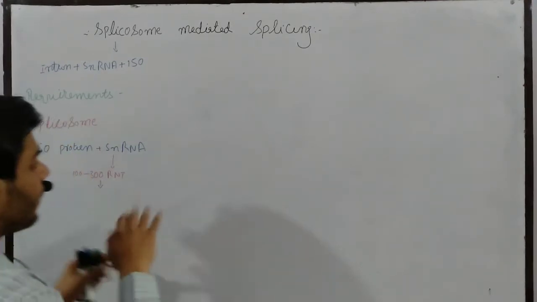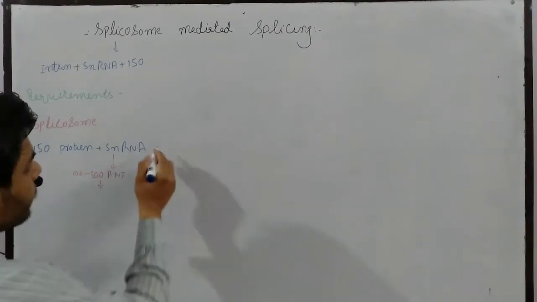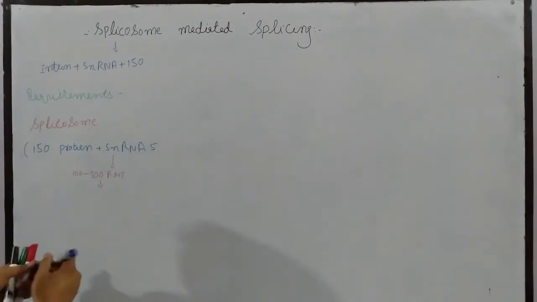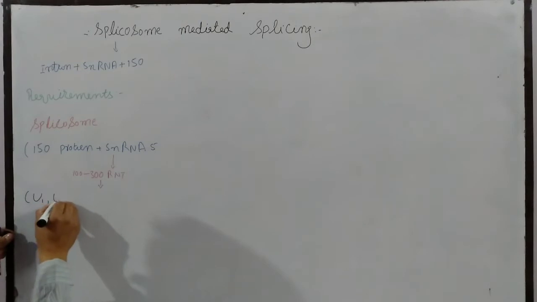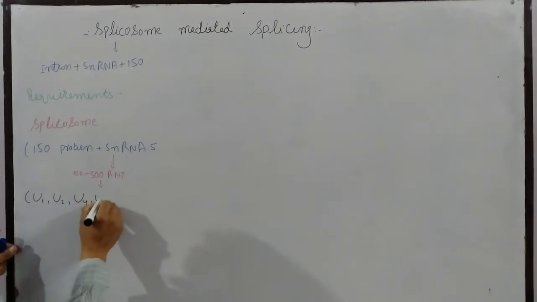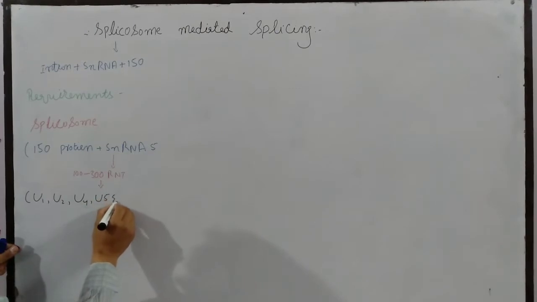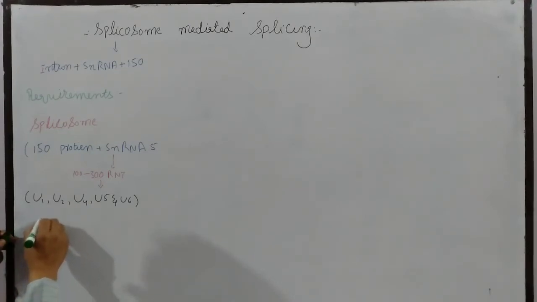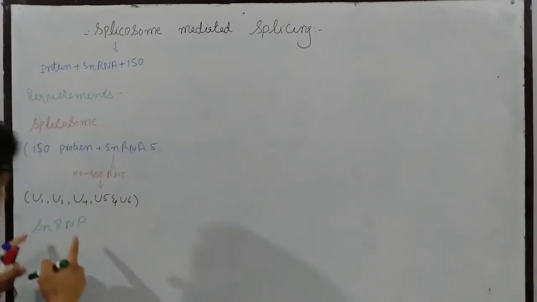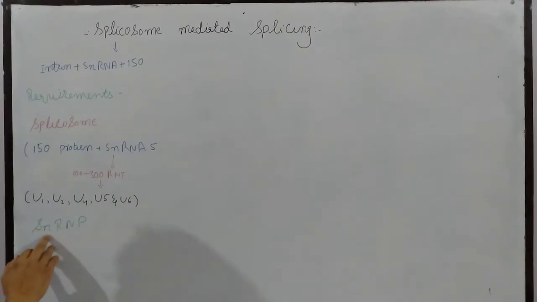And there are 5 snRNAs, okay? 5 snRNAs. So let me write 5. And they can be denoted as U1, U2, U4, U5, and U6. So these are the snRNAs, okay? They will make a complex which we call snRNP. So let me write, it will make a complex which we call snRNP. This snRNP stands for small nuclear ribonucleoprotein.